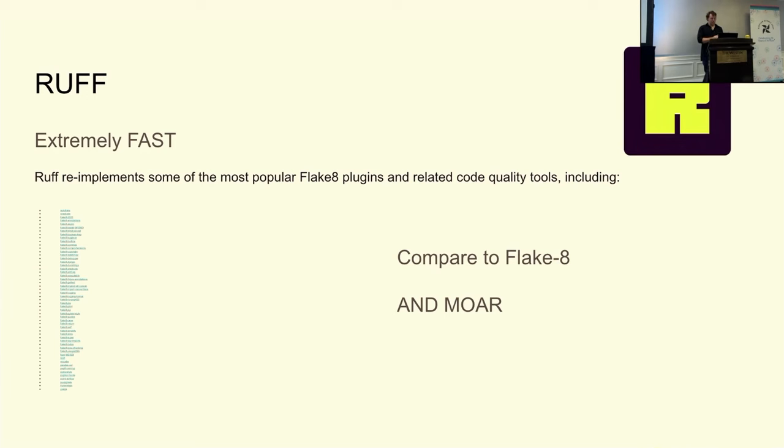Okay, so what is Ruff? It's extremely fast, and it re-implements a whole lot of other tools like Flake8 and other things for code quality. This here is basically unreadable, but you can tell it's a whole lot of individual lists and links. It's re-implementing a whole lot of things, but it just runs so much faster.